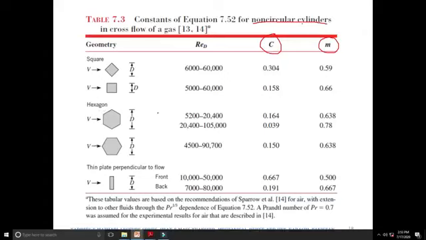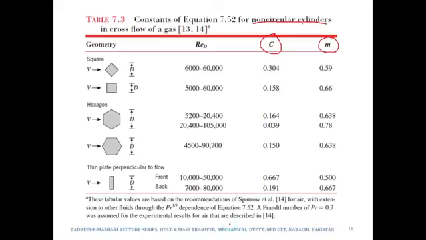So there are various types of commonly used geometries that are given over here, and we would be selecting the value of C and M for this particular geometry by calculating the Reynolds number, and we would be putting D as this length. In this case, D would be this height, and in the case of a square, D would be this height. So D would not really be the diameter, but the value of D would be selected in this particular manner.